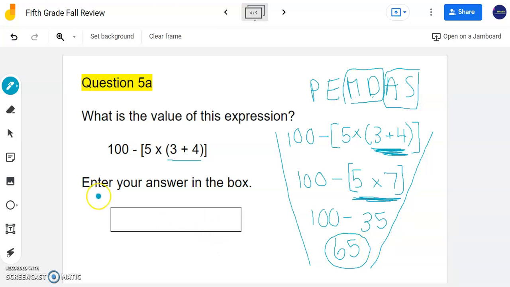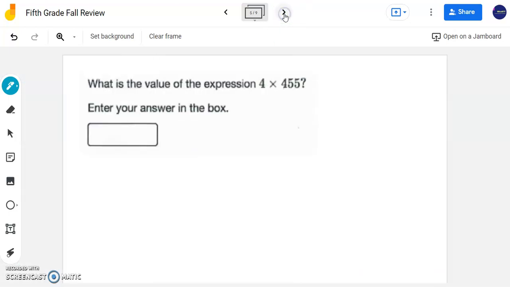Now, as always, enter your answer in the box. So whatever you have on your scrap paper, you now need to type that into the box. So we're going to type in 65 right here. So as always, when you see an expression with multiple operation signs, always think of order of operations and follow your rules of PEMDAS.